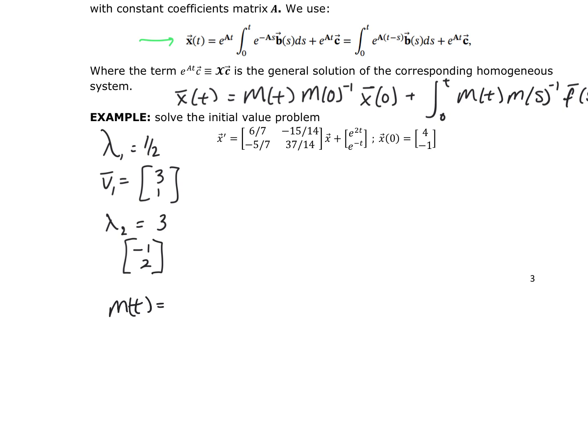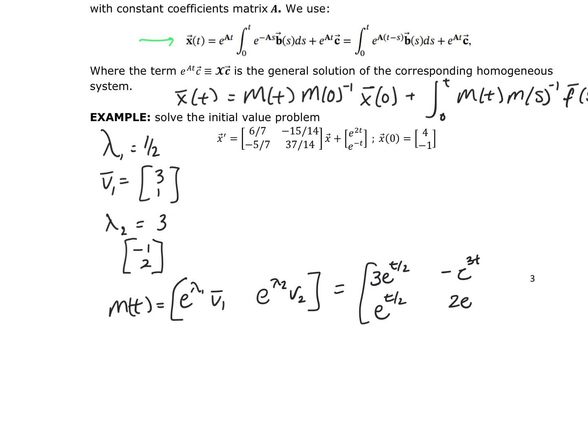Okay, so the fundamental matrix M of t is going to be equal to, because I have distinct lambdas, e raised to the lambda 1 times its associated eigenvector, and then e raised to the lambda 2 and its associated eigenvector. That gives me 3e to the t divided by 2 and negative e raised to the 3t, e raised to the t divided by 2 and 2e raised to the 3t.